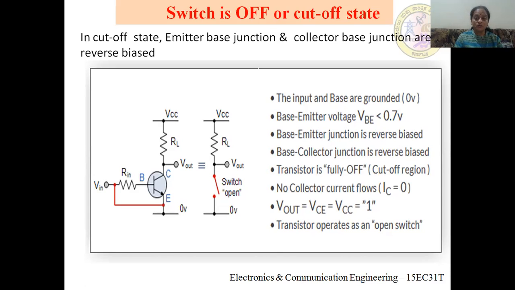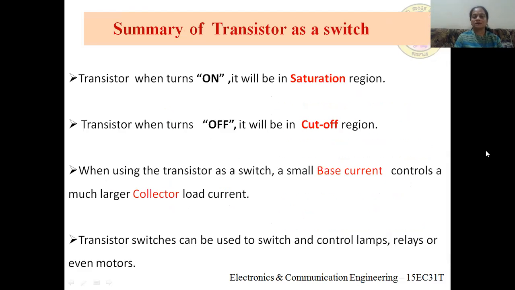So in order to work a transistor as a switch, either it should be on, or otherwise it should be off. When it is on, the current flows, and when it is off, no current flows. So this is the off condition. If you take a summary of the transistor as a switch, when the transistor turns on, it will be in the saturation region and maximum collector current flows. So it supplies current to the load. As I said, if you turn on the switch to turn the bulb on, the collector current flows and the bulb will turn on.